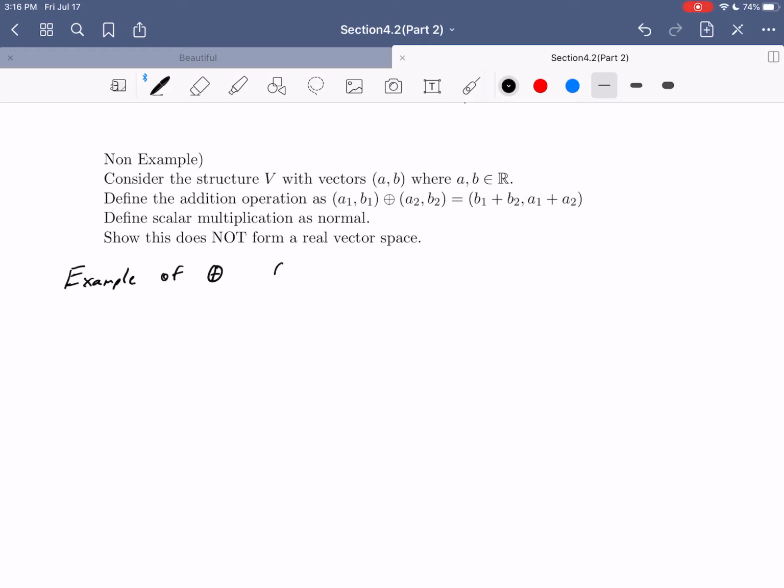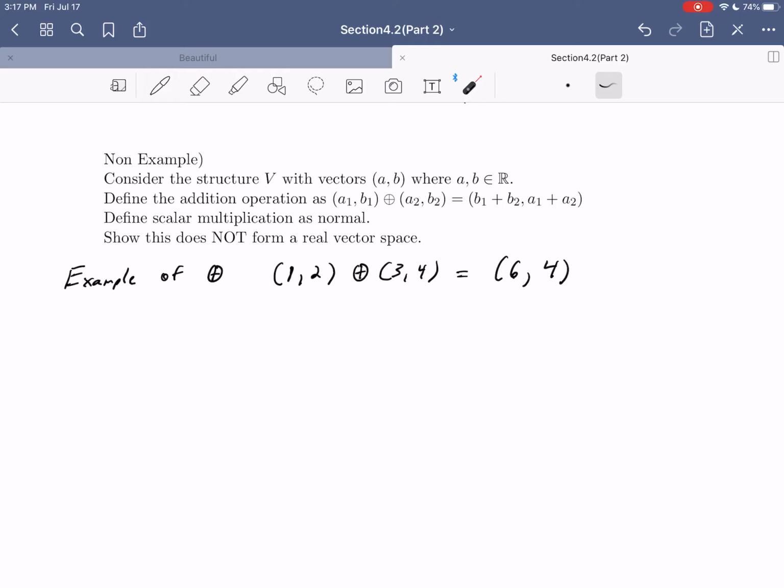How about we pick out (1, 2), and we add that to (3, 4). What that would tell us to do is that B1 and B2, that would be the 2 and the 4. We're supposed to add those together first. So this would give us 6, and then we'd add the 1 and 3, but we'd put it in the second spot, and that would give us 4. Just to make sure we understand it. Okay. So why does this not form a real vector space?